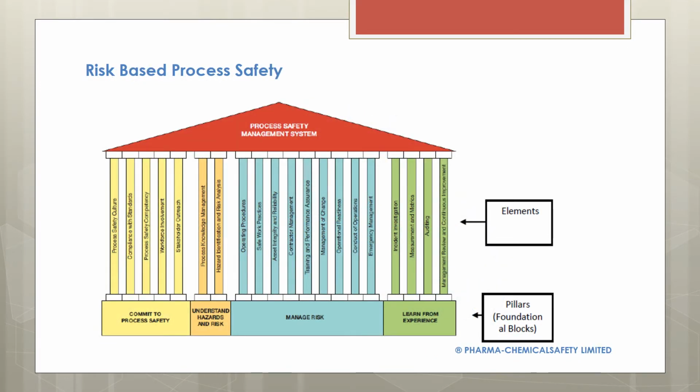This is the graphic from the American Institute of Chemical Engineers in the United States. They have a subdivision or service they call CCPS, the Center for Chemical Process Safety, and they have this new approach called risk-based process safety. In the past, process safety, well known as PSM, had 14 elements. They pretty much were the second, the third, and the fourth pillar. But now they add the commitment to process safety.